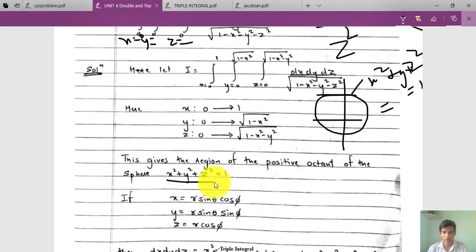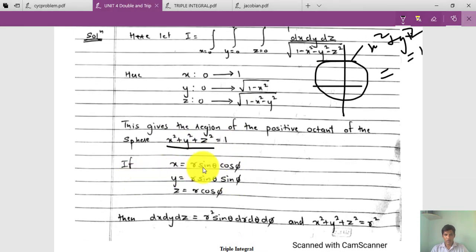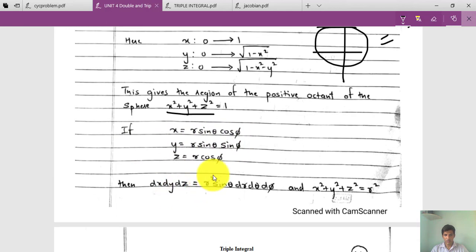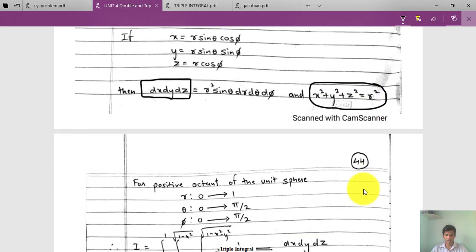The equation of the sphere is given by x square plus y square plus z square equal to 1. If x is equal to r sin theta cos phi, y is equal to r sin theta sin phi, and z is equal to r cos phi, then dx dy dz can be written, with the Jacobian, as r square sin theta dr d theta d phi, and x square plus y square plus z square is equal to r square.